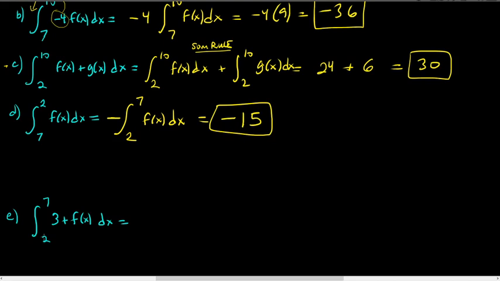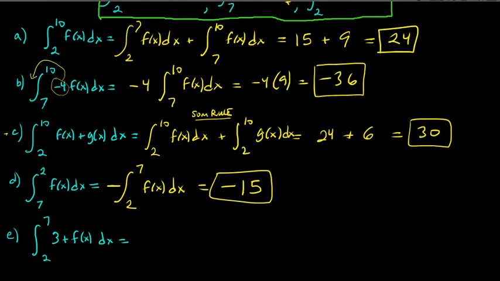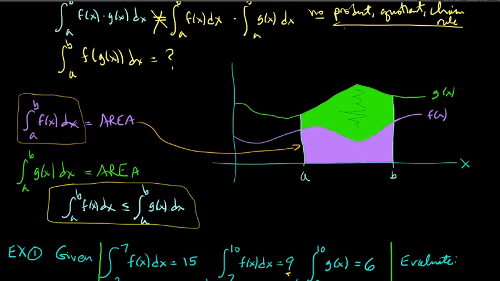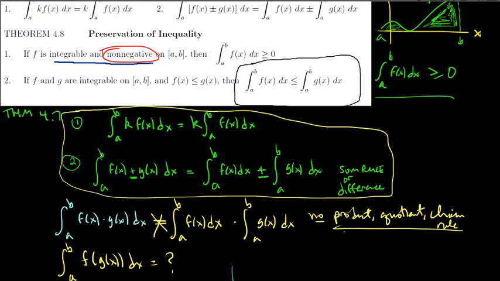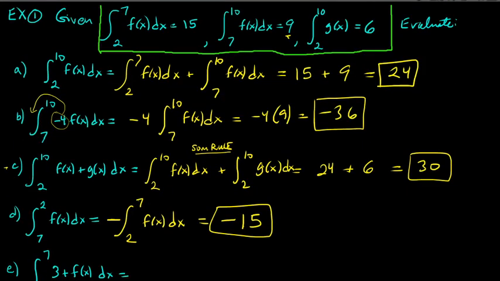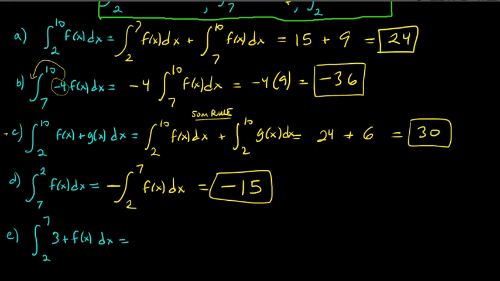We're going from 2 to 7, and let me maybe bring it up a little bit higher so we can see it. Okay, so I think I cut off the values here. Oh, this was way before. I did keep some of the properties that I used down here, but not all of them. All right, so this is the definite integral from 2 to 7 of 3 plus f of x dx.